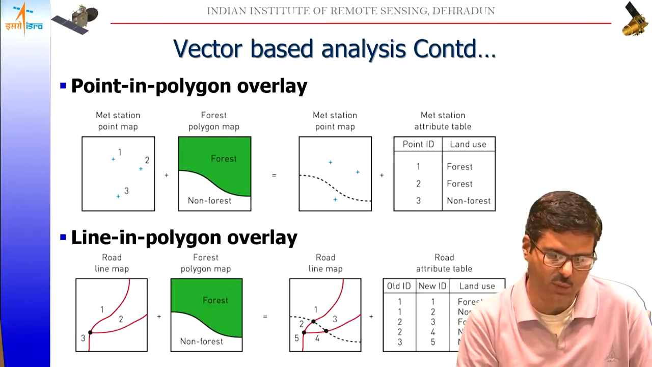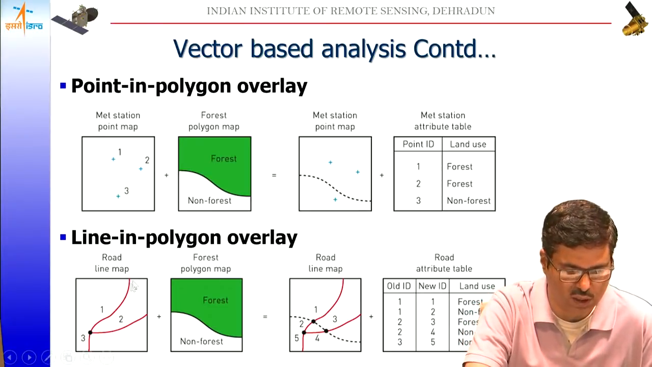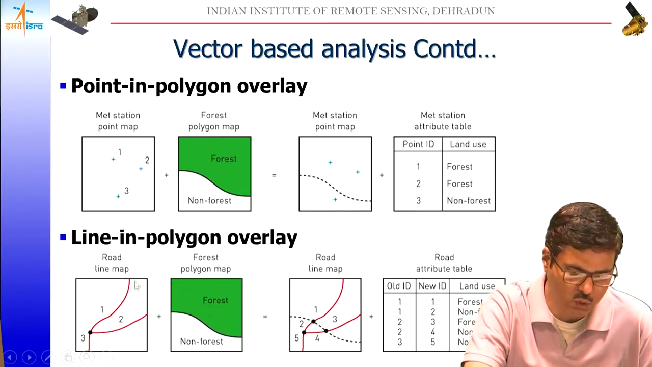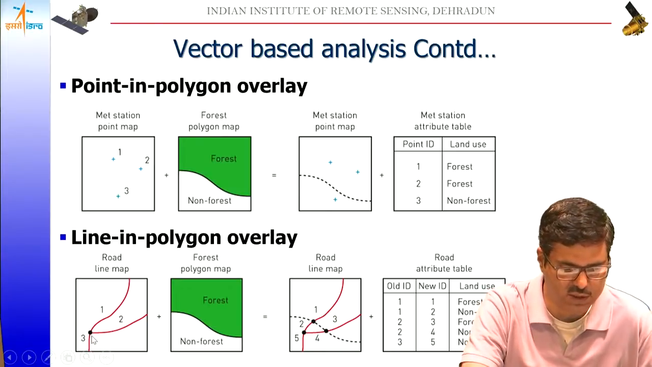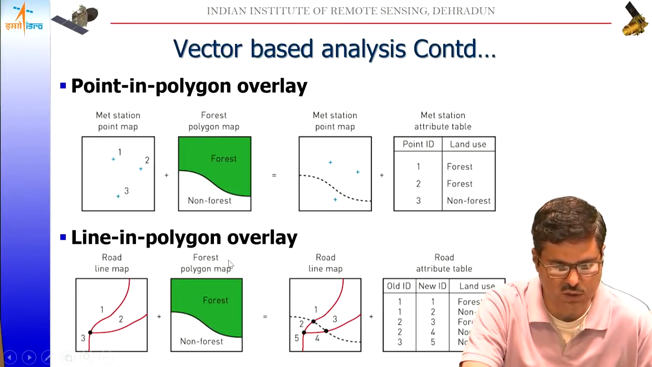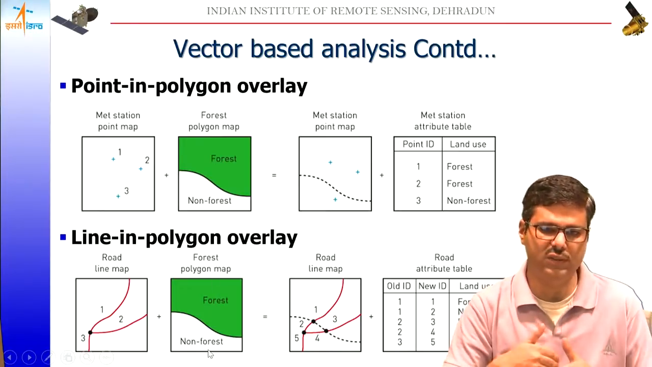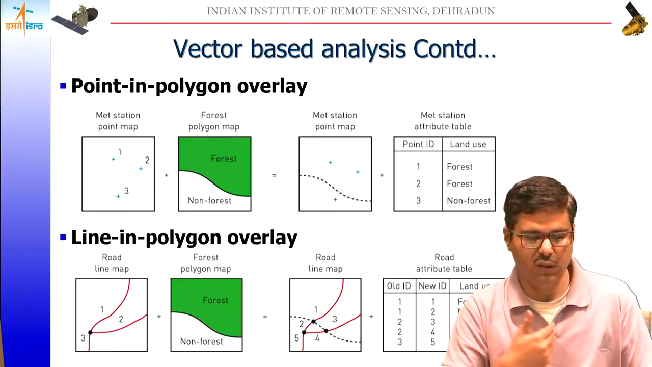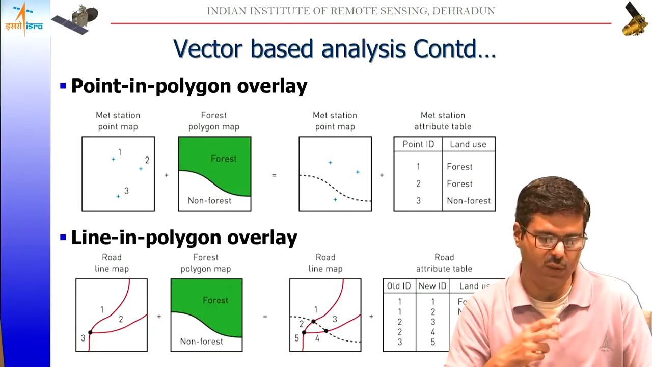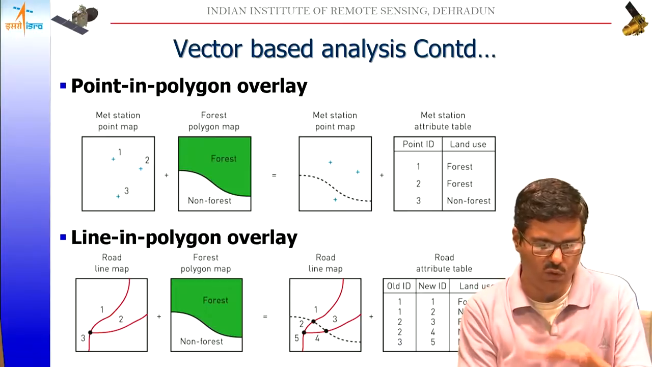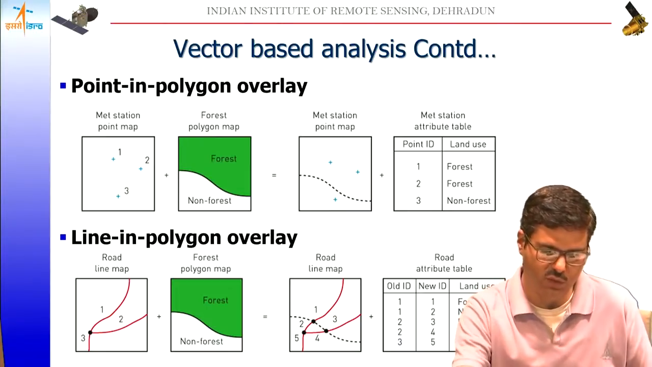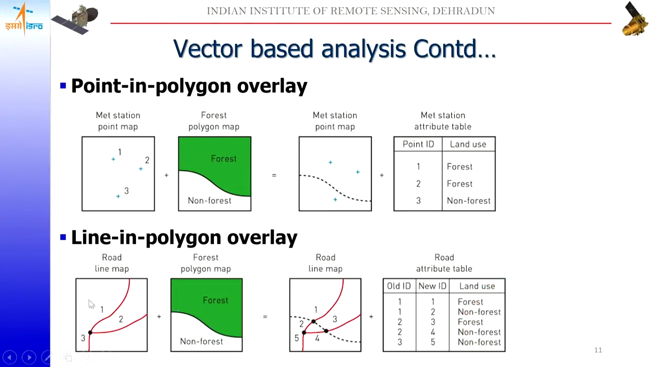Similarly, we can also do a line in a polygon kind of operation, where we have a road line map. Here there are three roads, depicted as 1, 2 and 3, and then this is a junction at which they intersect. And then we also have a forest polygon map. Using this line in a polygon operation, we can find out what segment of the line is inside the forest and what segment of the line is outside the forest. So if we overlay the forest on top of this line map, then wherever these lines intersect, new segments will be computed.